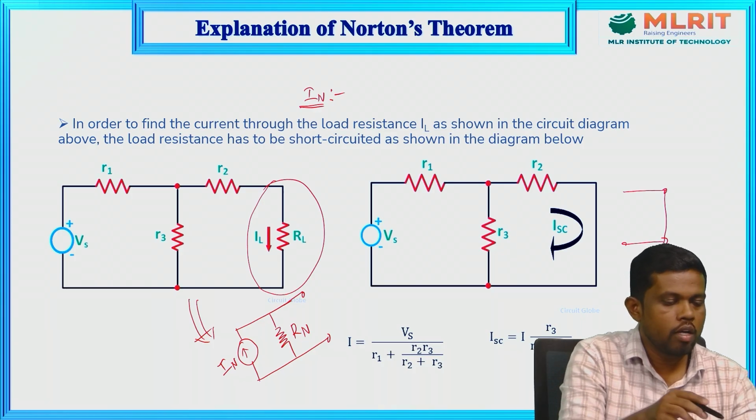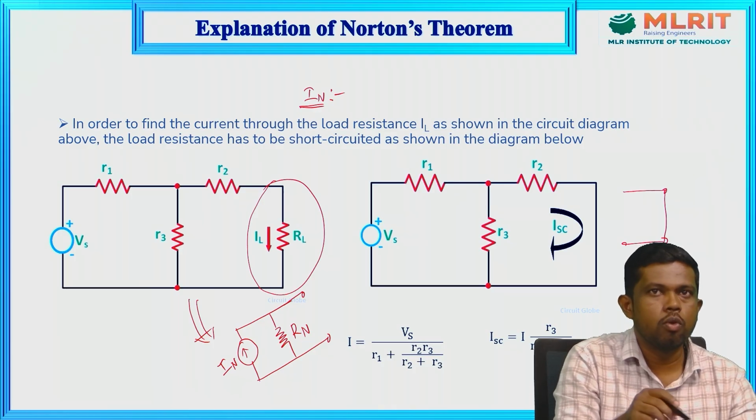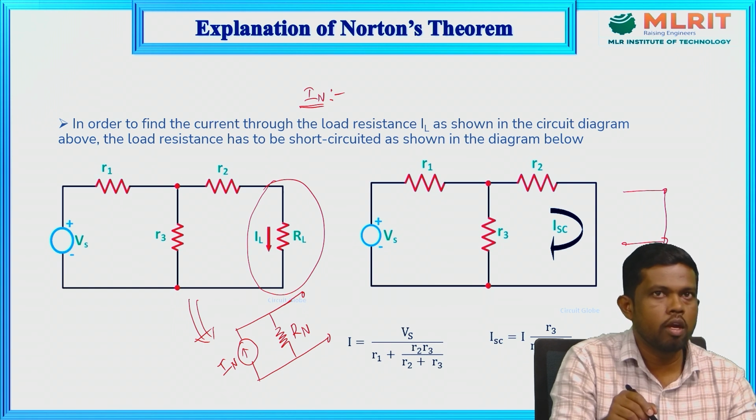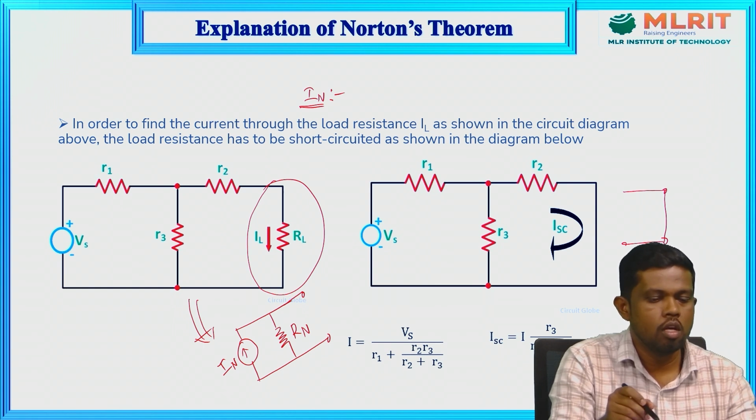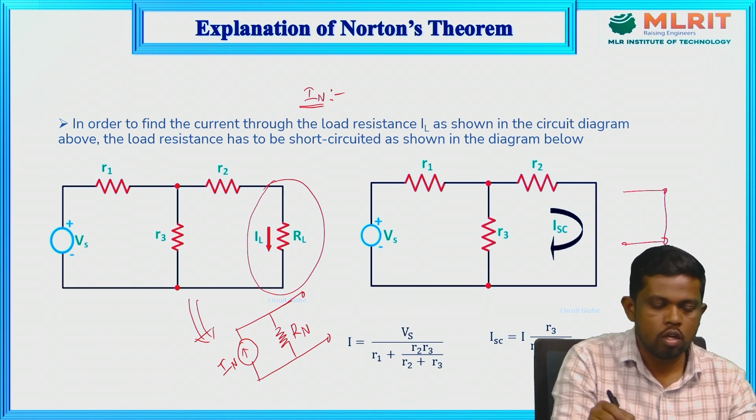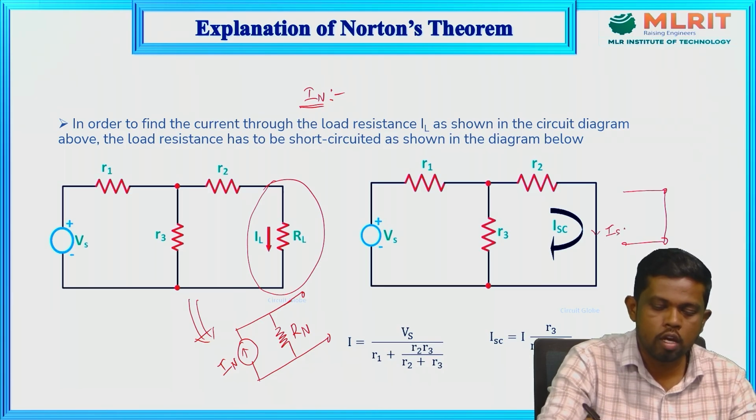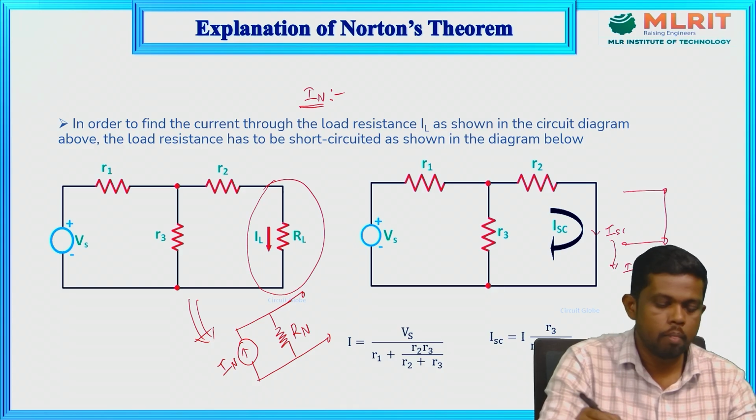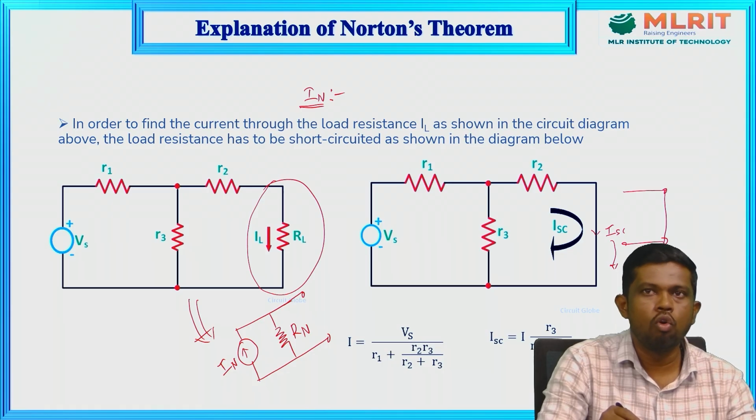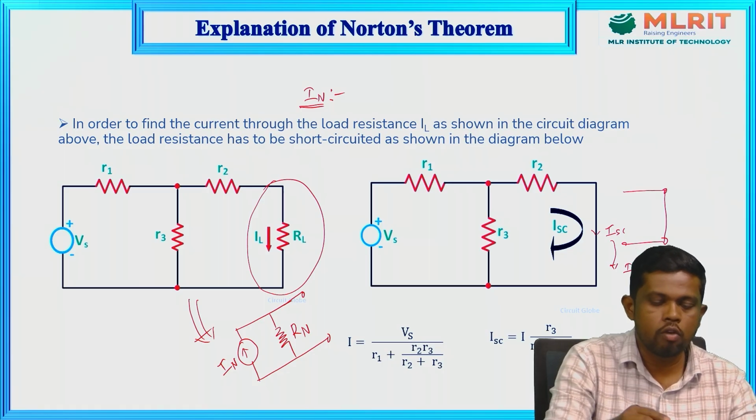How do we get the IN value? From any network, we remove the load resistor from the load terminals, and they are simply short circuited. Whatever current flows through this terminal is called the short circuit current, also called Norton's current, that is IN. To get the IN value, we simply calculate the overall current of the network by using the network reduction technique.